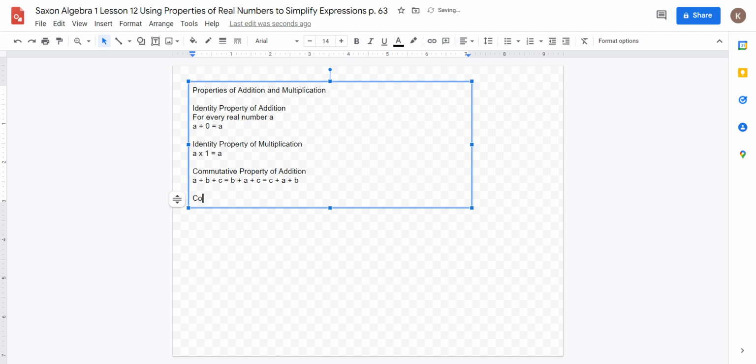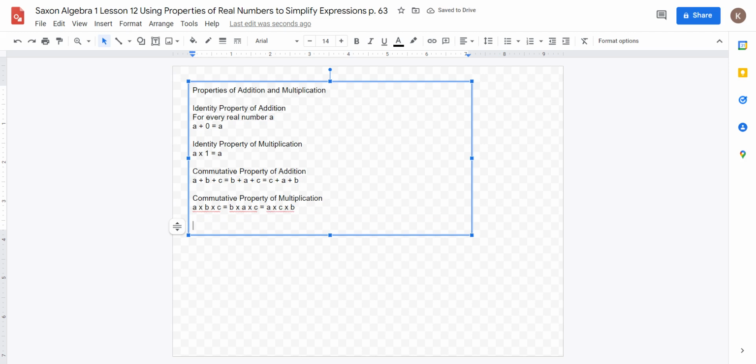So when I'm just adding numbers, order doesn't matter. That's a commutative property. There's also a commutative property of multiplication, and it is the exact same thing. The commutative property of multiplication says that A times B equals B times A. But I could also make this A times B times C equals B times A times C equals A times C times B, or any other combination. So it doesn't matter what order I multiply, I'm always going to have the same end value. Okay, so that's a commutative property.